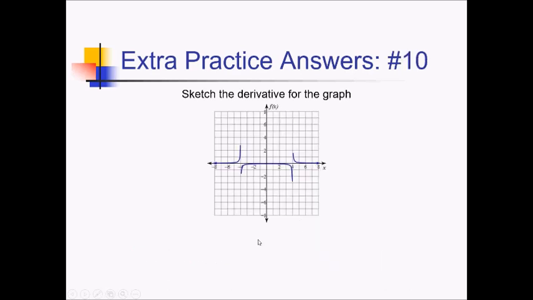To graph the derivative for this function, I'm going to start with critical values. I notice that I have an asymptote here on the original. That always gives me an asymptote on the derivative as well. Another asymptote over here at x equals 4. And then I notice I have this smooth turnaround right here at about the origin for the original. So that's going to be an x-intercept, a derivative of 0 for f prime.